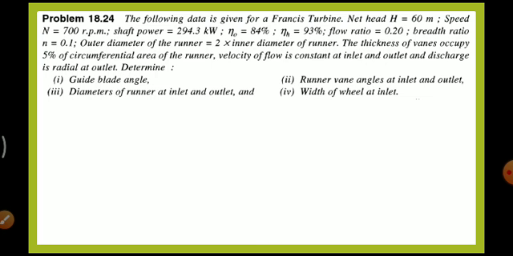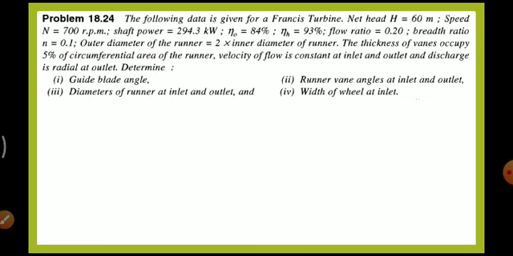The thickness of the vane occupies 5% of the circumferential area of the runner. So we have to write the equation of Q as 0.95 into pi d1 b1 vf1. That is, 5% is taken by the thickness of the blade, so we will get only 95% of the total flow. So we will be multiplying the equation of Q with 0.95. Q is equal to 0.95 pi d1 b1 vf1.